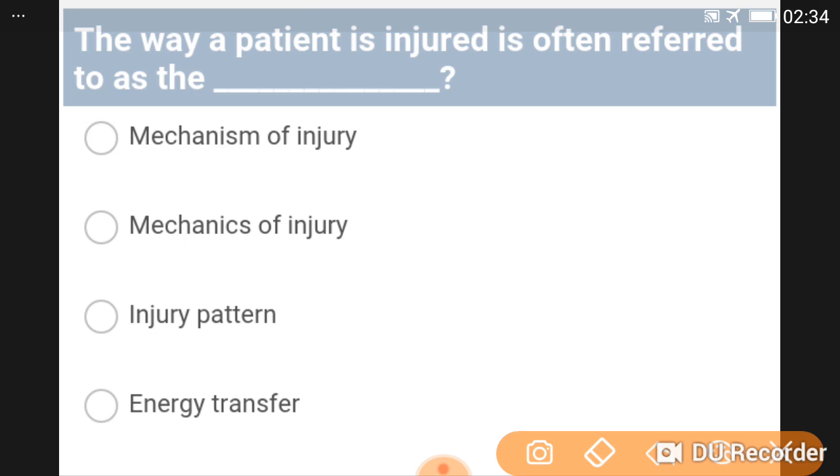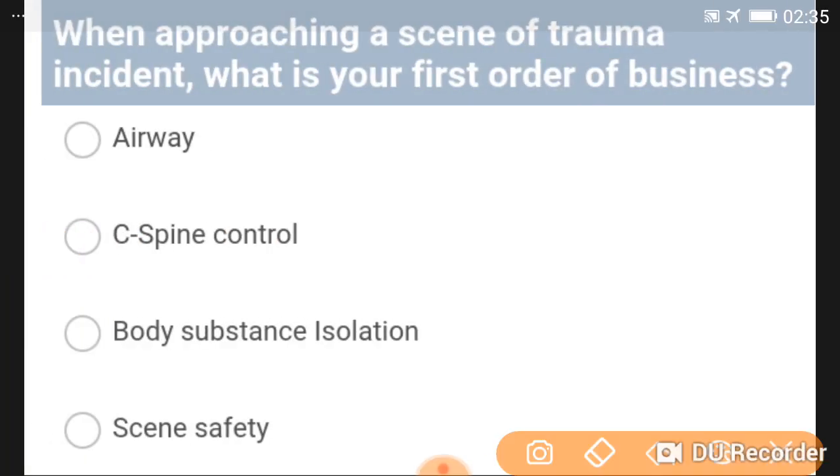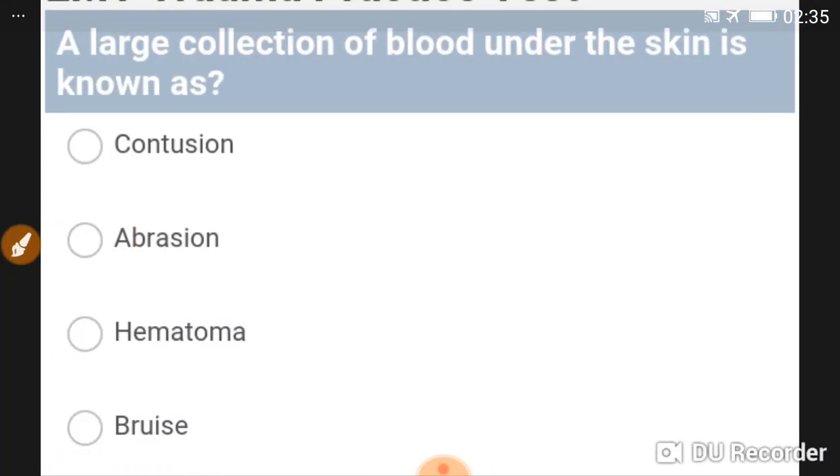The way a patient is injured is referred to as the mechanism of injury. When approaching a scene of a trauma incident, what is your first order of business? Scene safety. A large collection of blood under the skin is known as a hematoma.